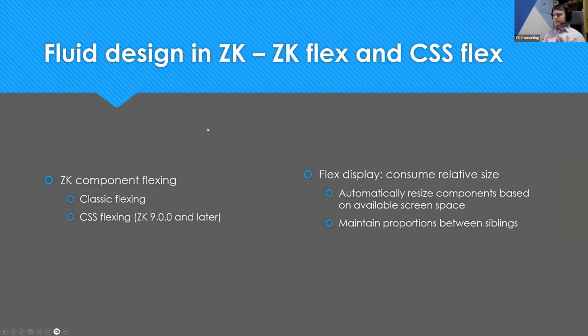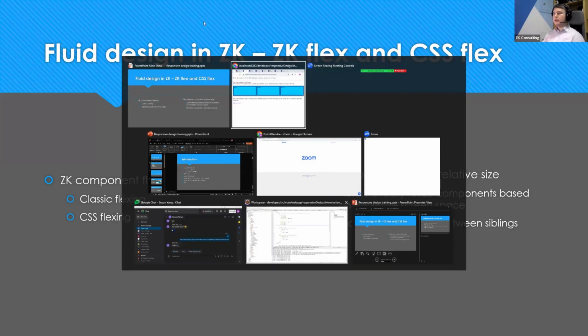In ZK, the most basic way to do this is to use ZK flexing. ZK has built-in flex capabilities where you can add an hflex or a vflex, horizontal flexing and vertical flexing respectively, to different ZK components, which will inform how those components are meant to size in comparison to each other when the page size either increases or is reduced. We're going to go directly to a code example regarding this.